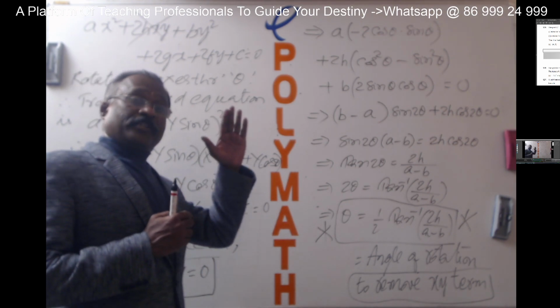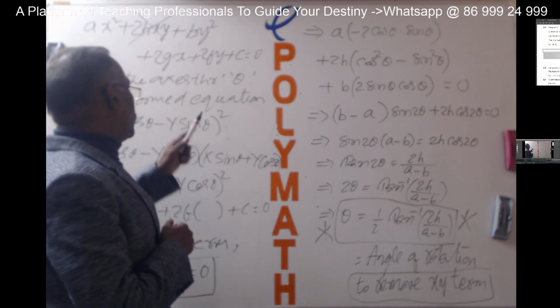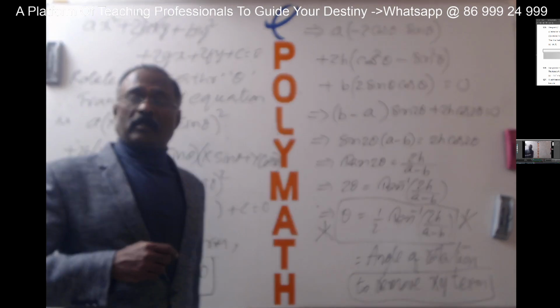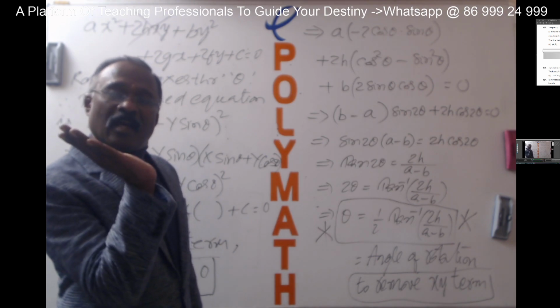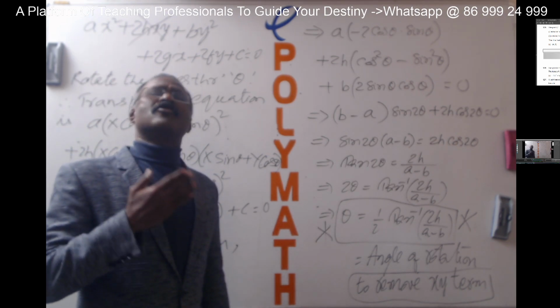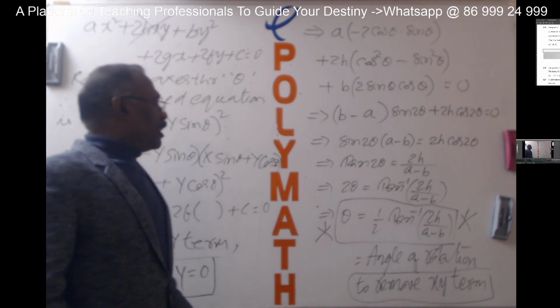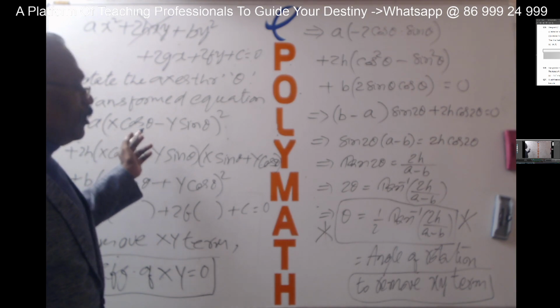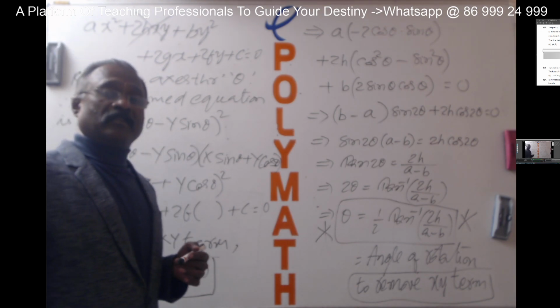Similarly, in the rotation we have to eliminate which term? The xy term. So to remove the xy term, what is the angle of rotation that is to be made? We don't know that. Let it be theta. That theta we have taken from the table by taking theta.